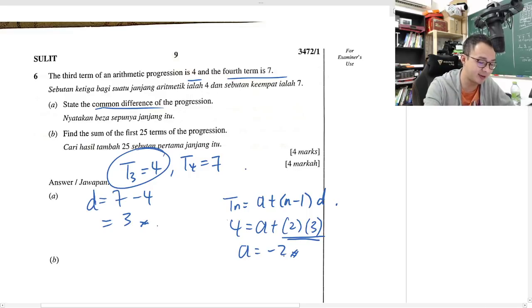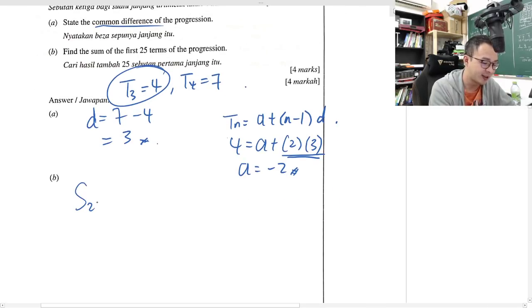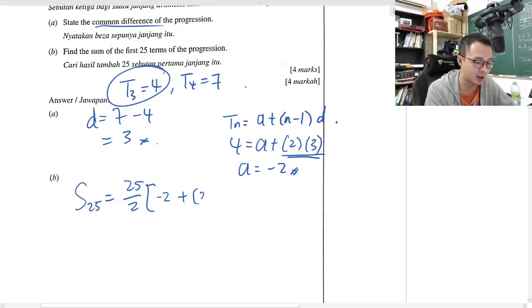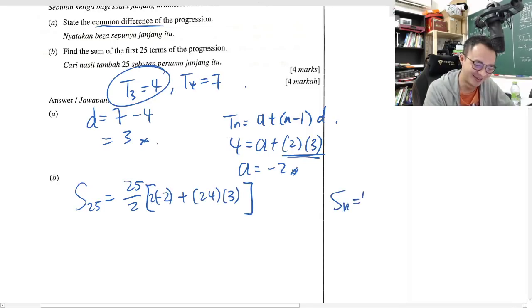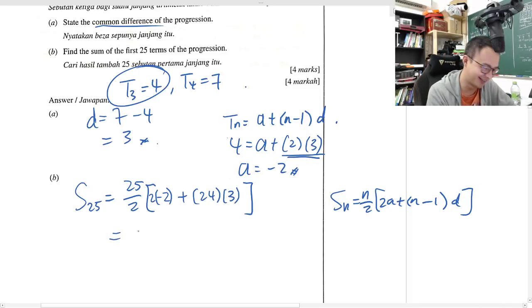Now I have a and d already, so I can do S25. I use the Sn formula. So it's 25 over 2, and then a plus (n minus 1)d. n is 25, minus 1 is 24, d will be 3. Is the formula 2a, right? It should be n over 2 times (2a plus (n minus 1)d), right? Yeah, sometimes I just tend to forget my formula.